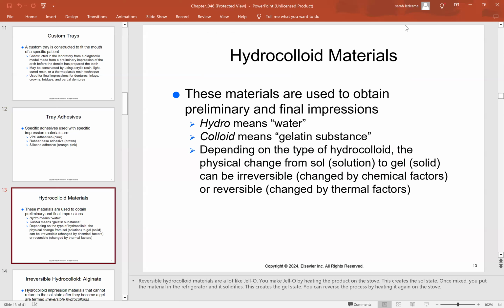We have hydrocolloid materials. These are used to obtain the preliminary and final impressions. Hydro meaning water and colloid meaning a gelatin substance. Depending on the type of hydrocolloid, the physical change from solution to solid can be irreversible, which is changed by chemical factors, or reversible, which would be changed by thermal factors.